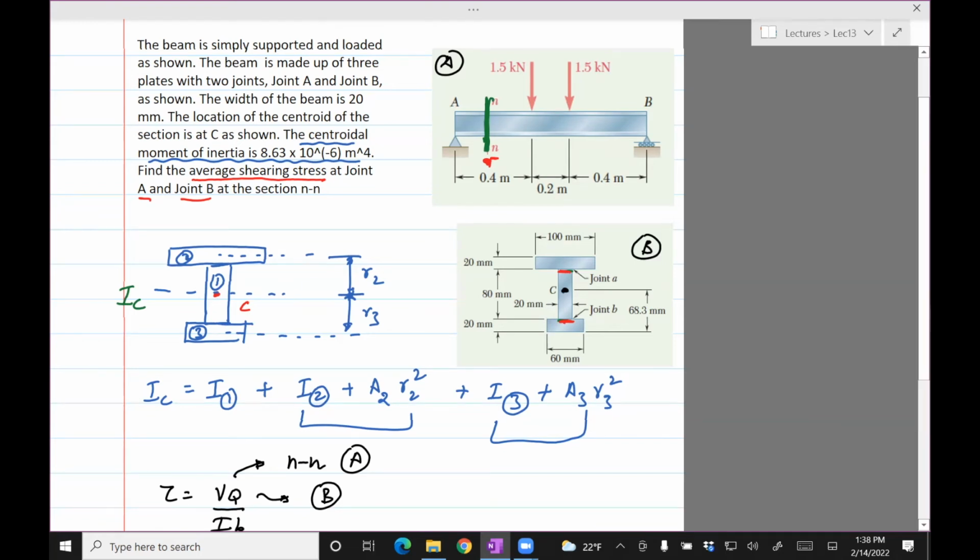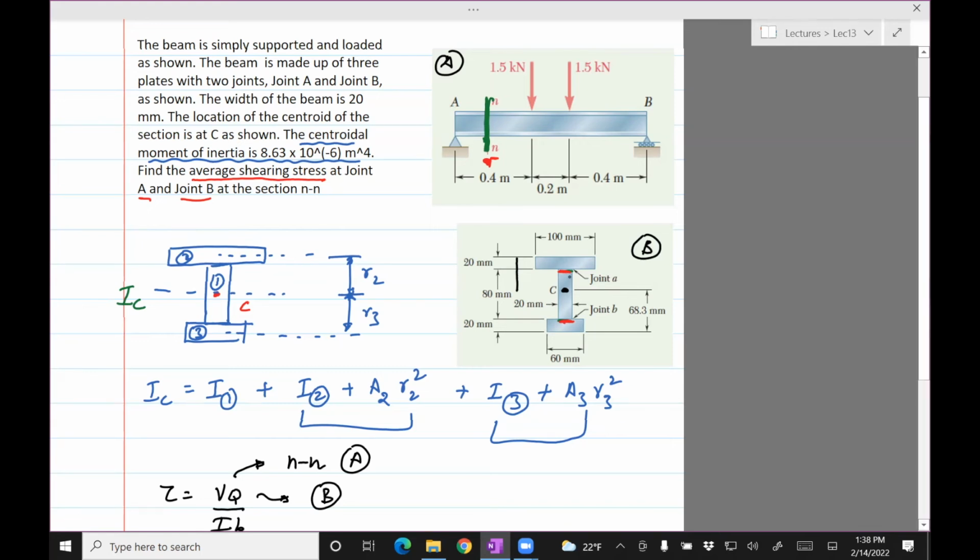But here it's not exactly in the middle. You can see 68.3, and the height is 100. 100 minus 68.3 is 32 something, so this height is 32. So it's not exactly in the middle, my bad. It's not in the middle because the horizontal shape on top is not the same size as the one below. If you use the formula we did last time to find the centroid, you'll find that C is not in the middle.